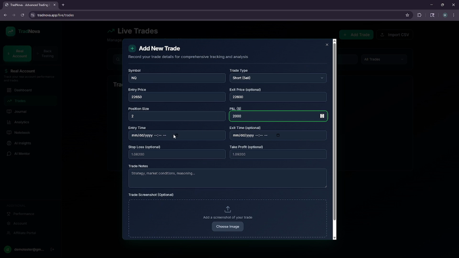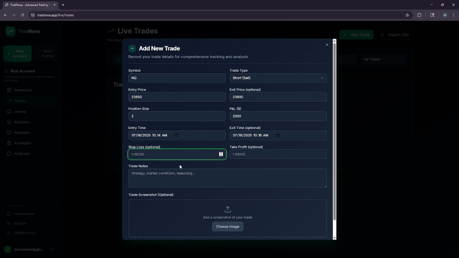And entry time, you could add this. This is just to get a basic overview of how long your trades are on an average day. So 10:14. Let's just say that same day. Let's say it was 10:18 a.m. I took the trade. I exited the trade.